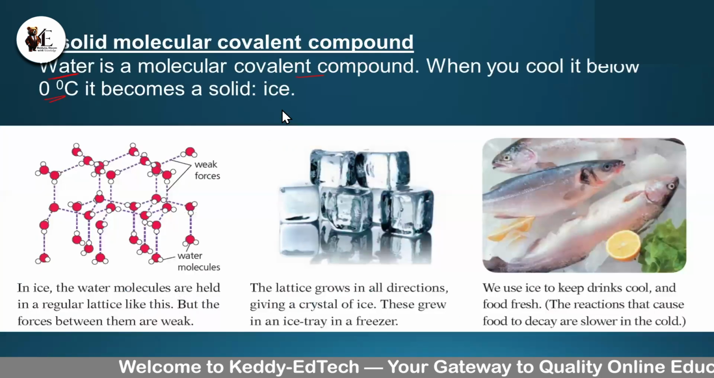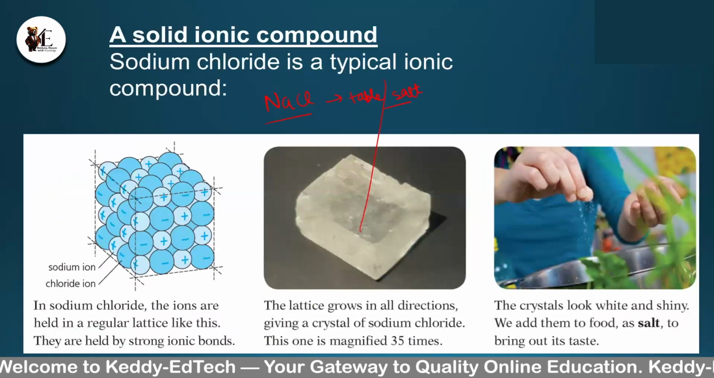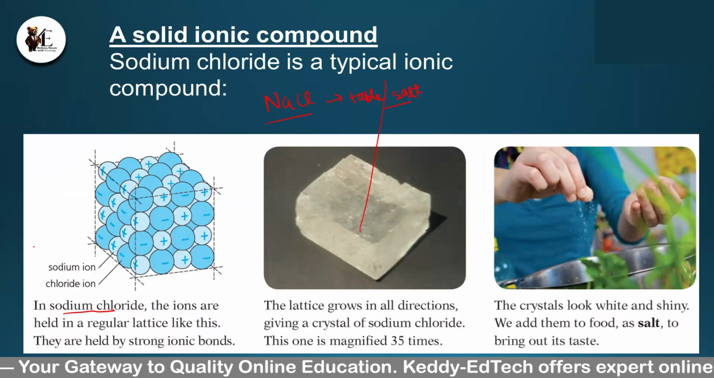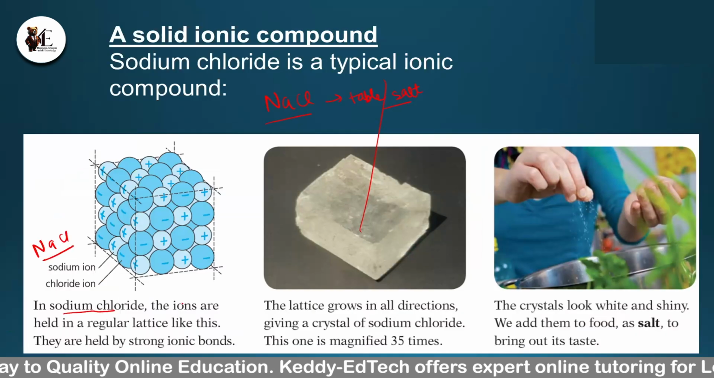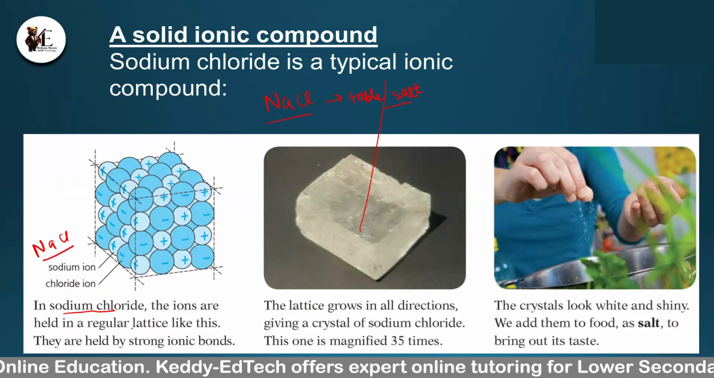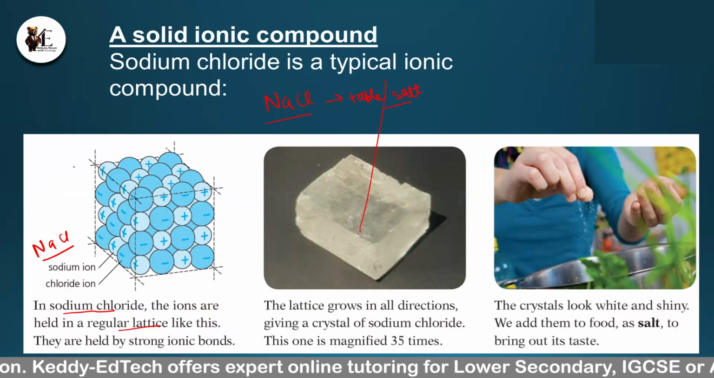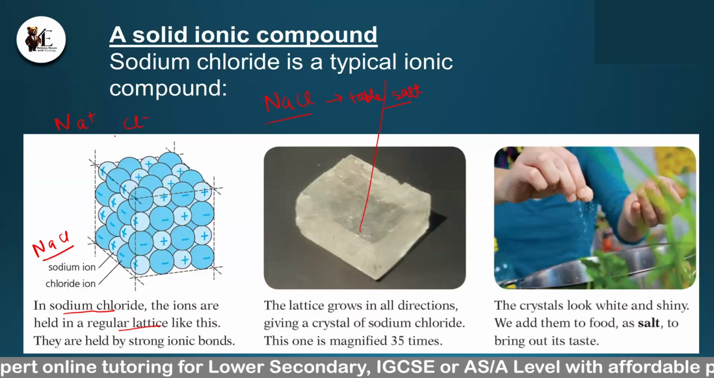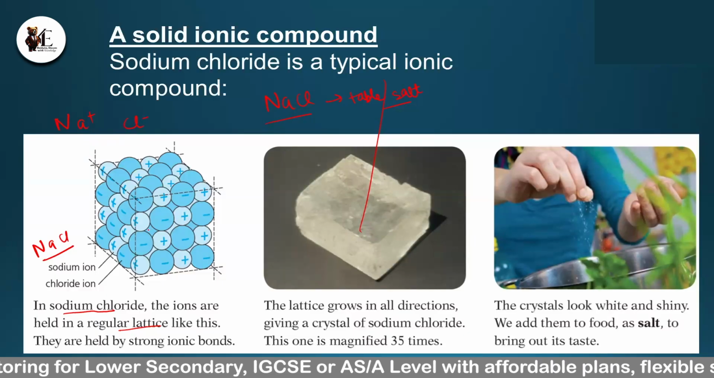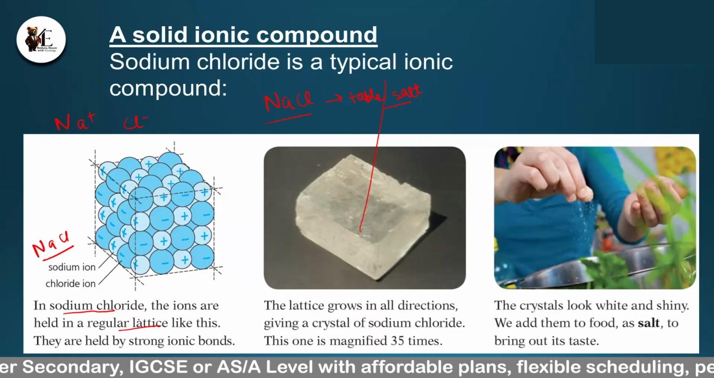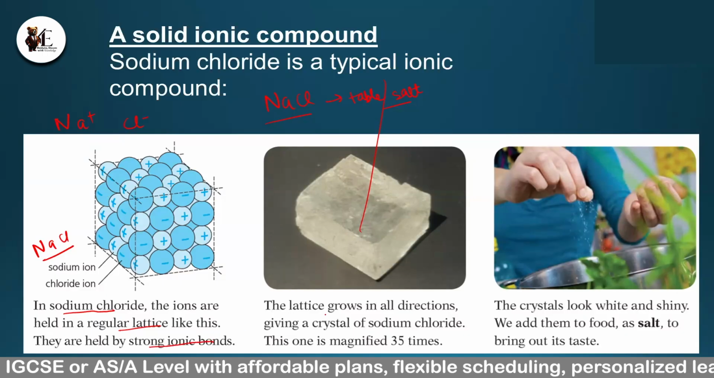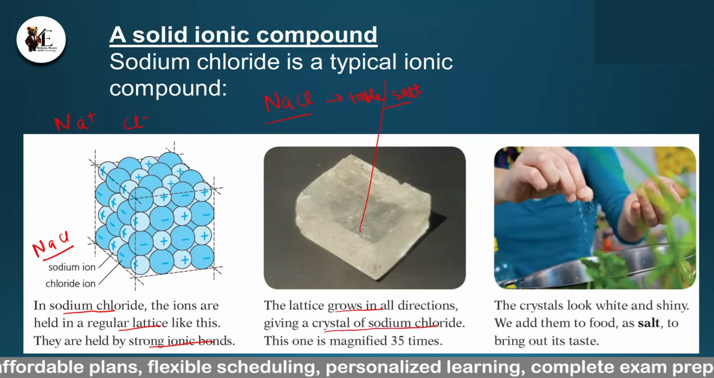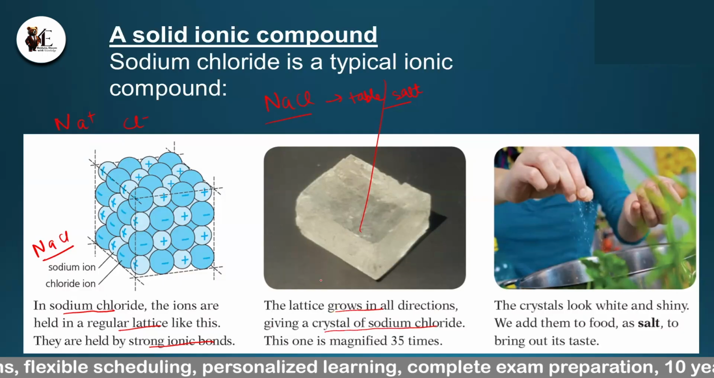Now here, see this. This is my sodium chloride, that is NaCl. Here the ions are held in a regular lattice like this. NaCl is not that you have only one Na plus ion and only one Cl minus ion. No, you have a complete 3D structure. They are held together by strong ionic bonds. This lattice grows in all directions. It gives a crystal of sodium chloride, which is just the rock salt which you eat.